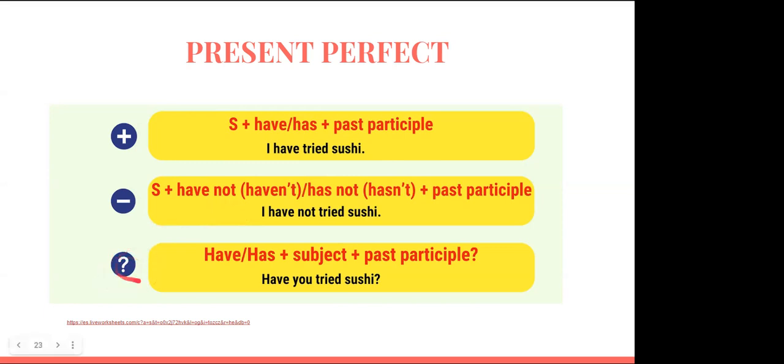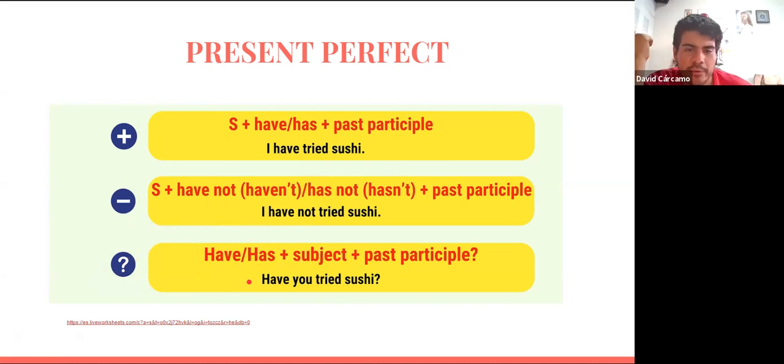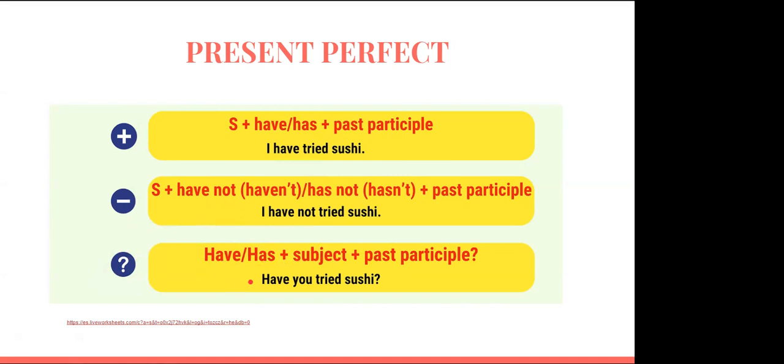And for questions, as always, we are going to put the auxiliaries before the subject. And again, the verb in the past participle, please. Have you tried sushi? Yes, and the two possible answers for these questions are yes, I have, no, I haven't. Of course, we can apply WH question words into this grammar tense, as always. And yes, that's it.